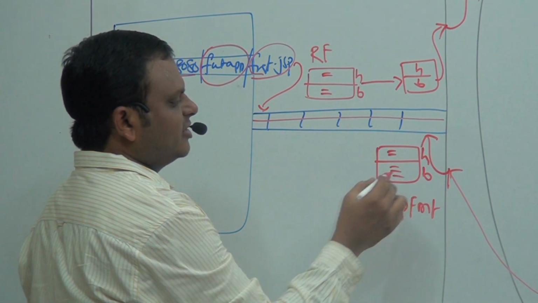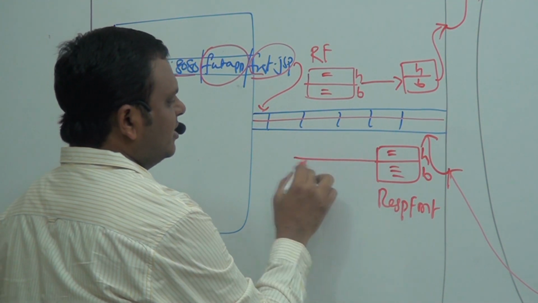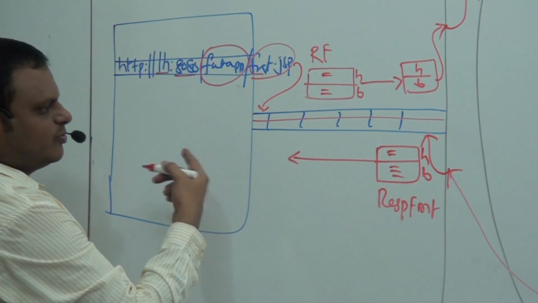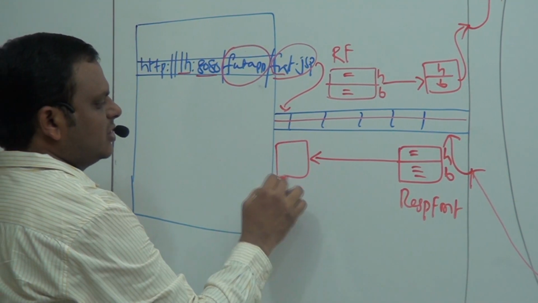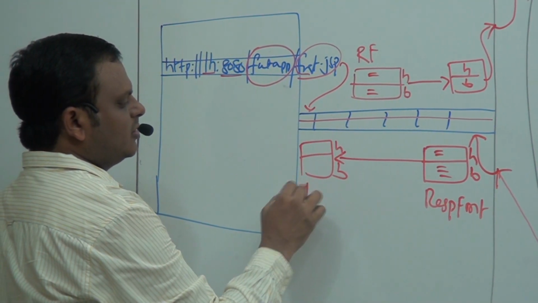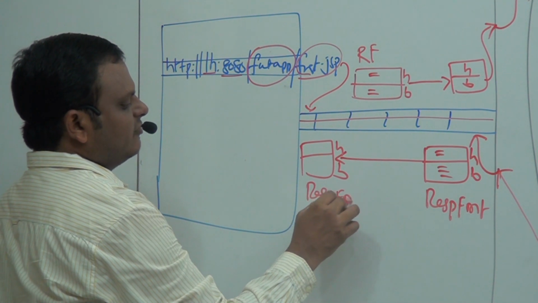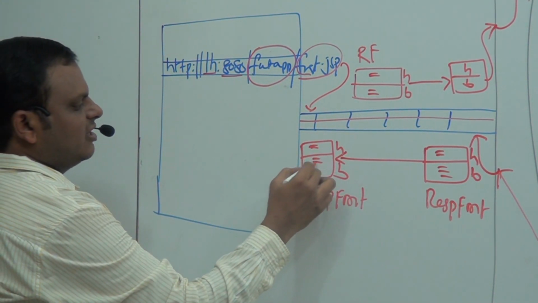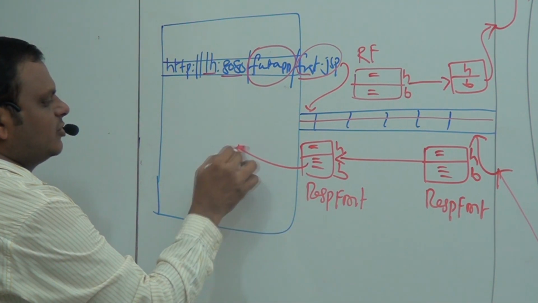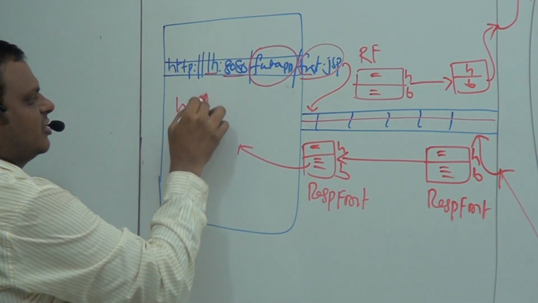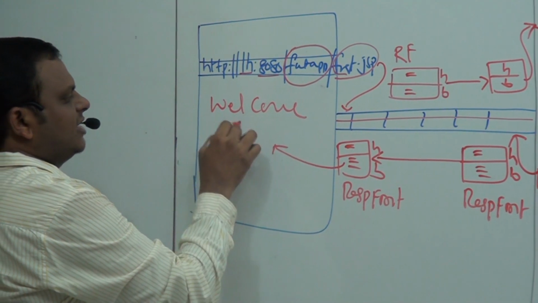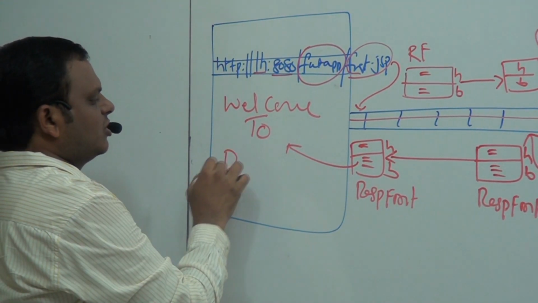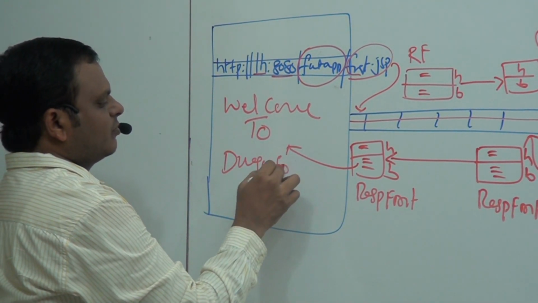Whenever this response format is prepared, automatically that response format will be dispatched to the respective client. Now here, header part and body part make up the response format. Whenever the response format comes to the client, the browser will take the data from the body part and display the actual response here. Let's say, for example, the actual response is Welcome to Durgasoft.